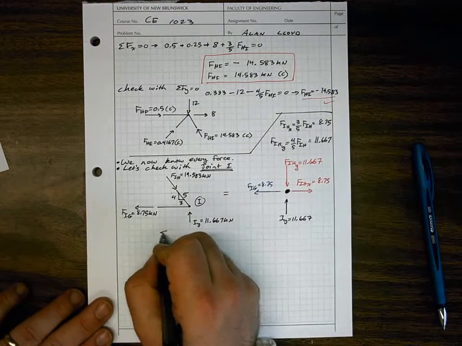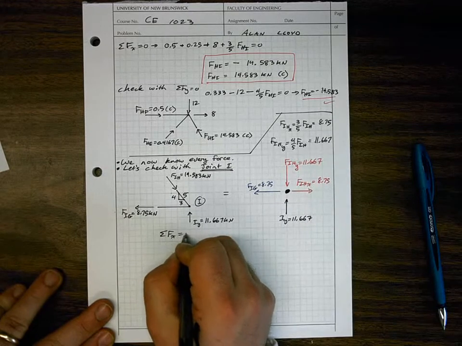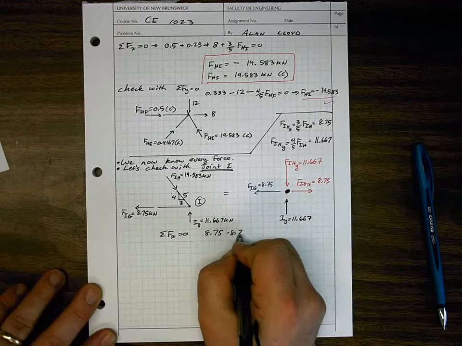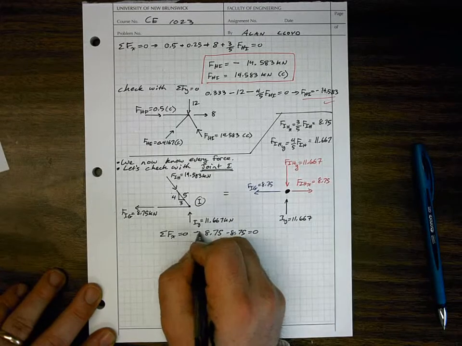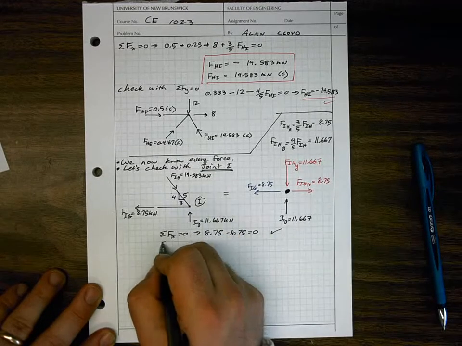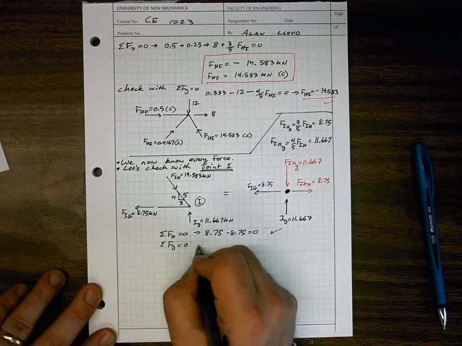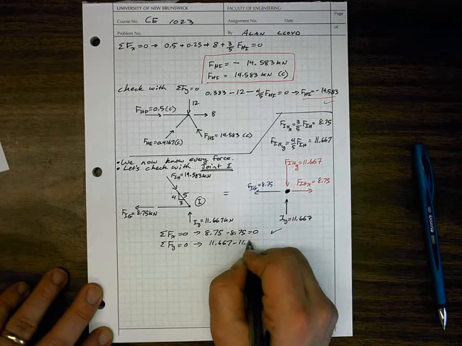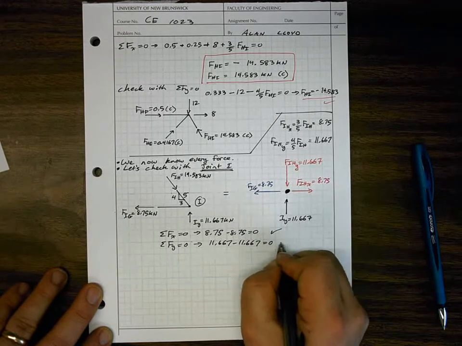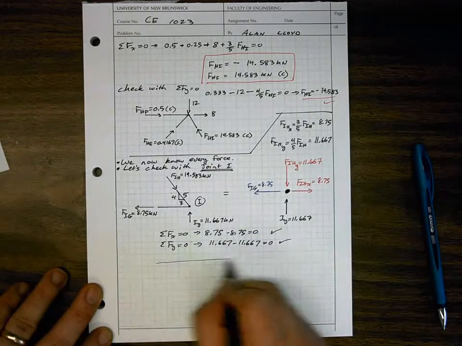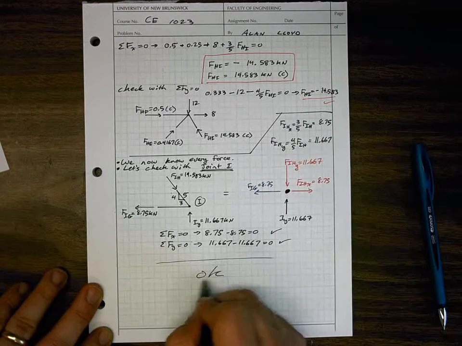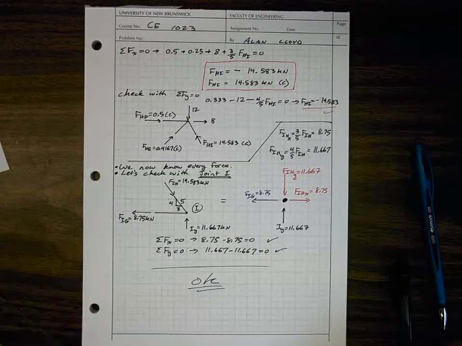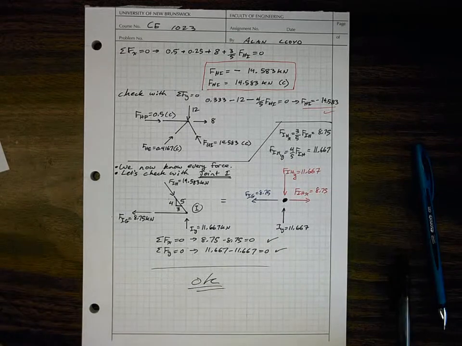Sum of forces in X is equal to 0. We can say 8.75 minus 8.75 is equal to 0. Sum of forces in Y is equal to 0. We can say 11.667 minus 11.667 is equal to 0. That means that we are okay. We didn't make a mistake. So we have only one outstanding requirement left, and that's to draw our summary diagram.